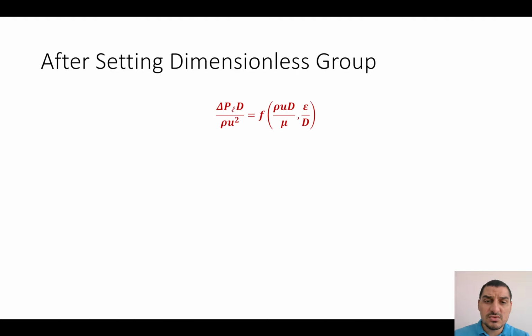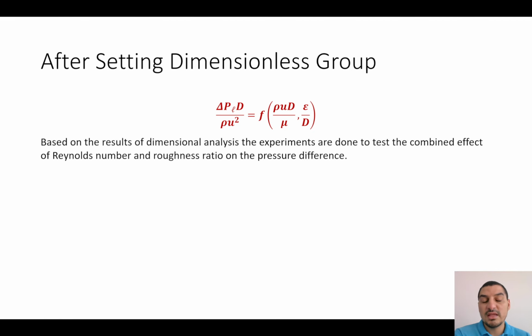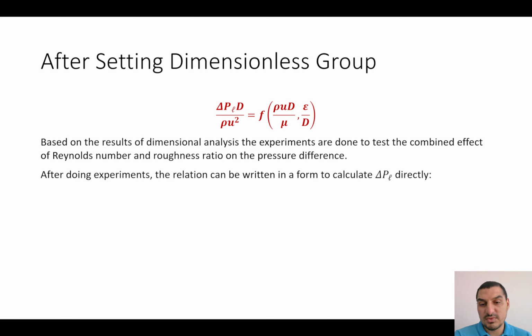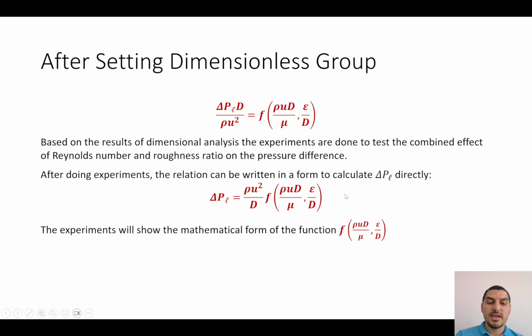After setting the dimensionless groups, we have this relation. We know all the parameters in this equation, but we don't know this f. We don't know what this function is. Is it the Reynolds number plus epsilon over D multiplied by each other, or any other relation? This is what we can get experimentally, and this is what we will see inshallah in the next chapter. If we know this function, we can get delta P L, because we're not interested in this dimensionless group by itself. We're interested in delta P L, so we can multiply this whole equation by rho U squared over D.